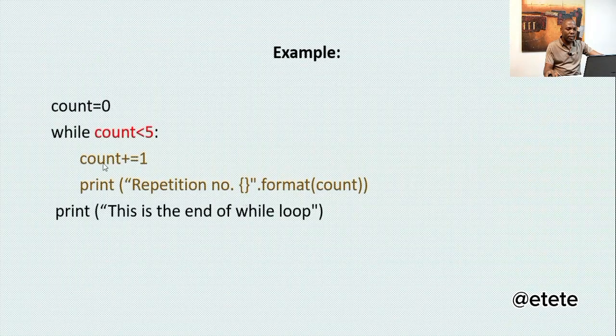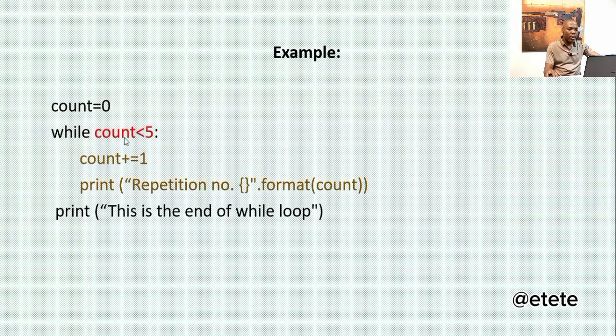And this is an example of a while loop. In this case, you declare a variable count, and you assign a zero value to that variable. Then you call your while loop. You test the condition. As long as this condition is true, you continue to execute what is inside there. So what is the condition? It's saying if count is less than 5, go in and execute this. Then print repetition number, format count.